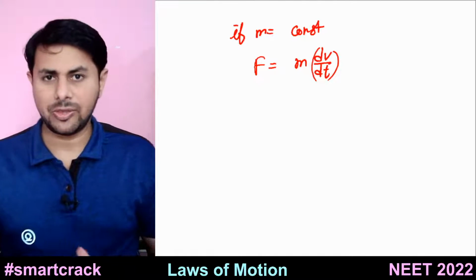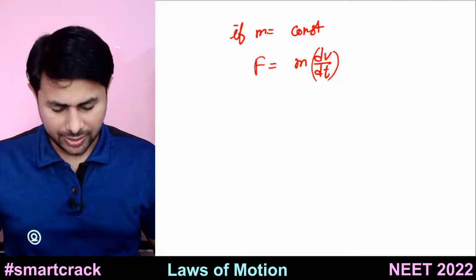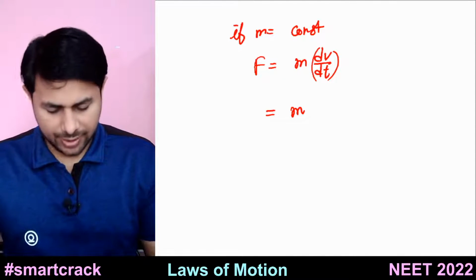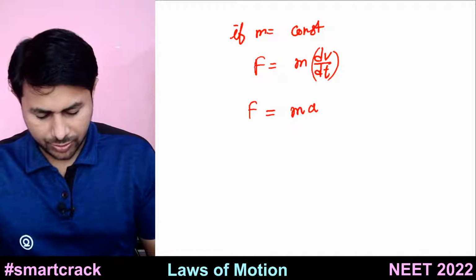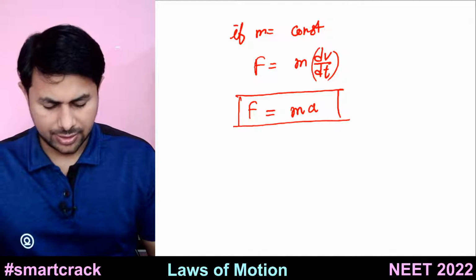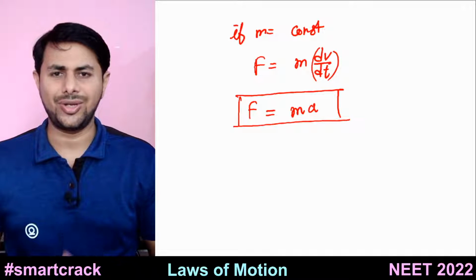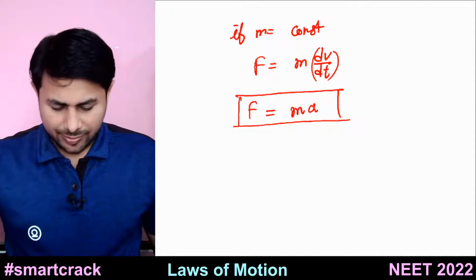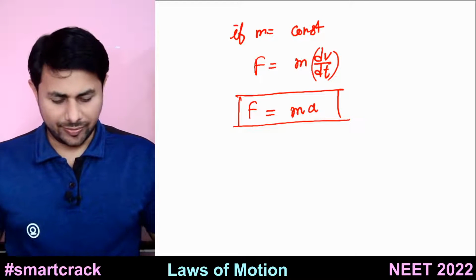I am covering this because there were questions based upon this. And so dv by dt, we know it is acceleration. So force is equal to mass into acceleration. This is our famous Newton's second law in its famous form. So this is Newton's second law.